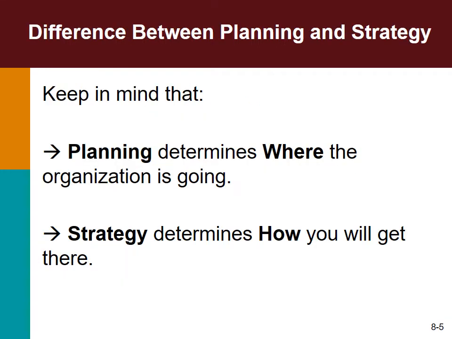So, from what we have said, we can identify the difference between planning and strategy. Planning determines, or answers the question of, where the organization is going. So planning determines where I'm going to be in the future. I have a current situation, and I need to be in a different situation, maybe a better one, in the future. So planning determines where the organization is going in the future. On the other hand, strategy determines how you will get there, by making some decisions and determining the strategy of the organization. I hope this is very clear: planning answers the question of where we're going, and strategy determines how I will get there.